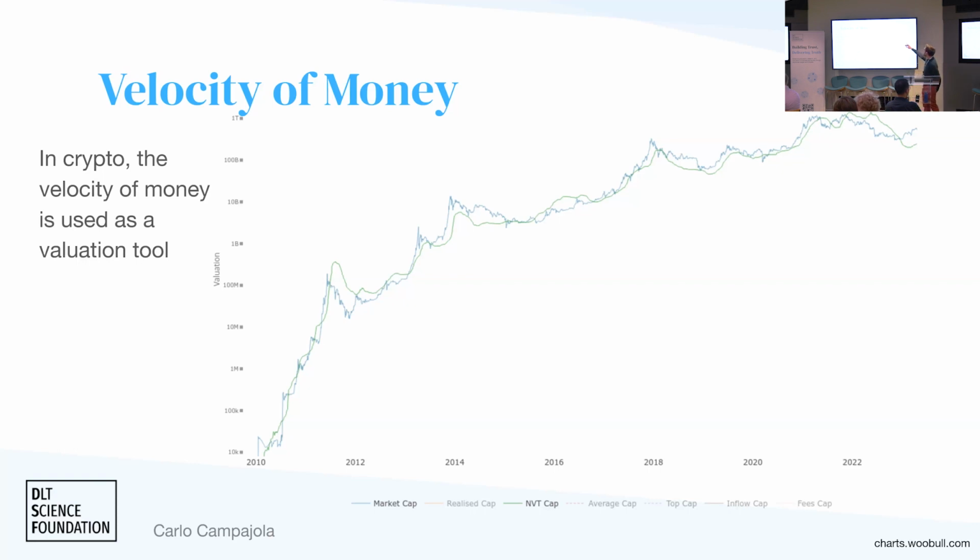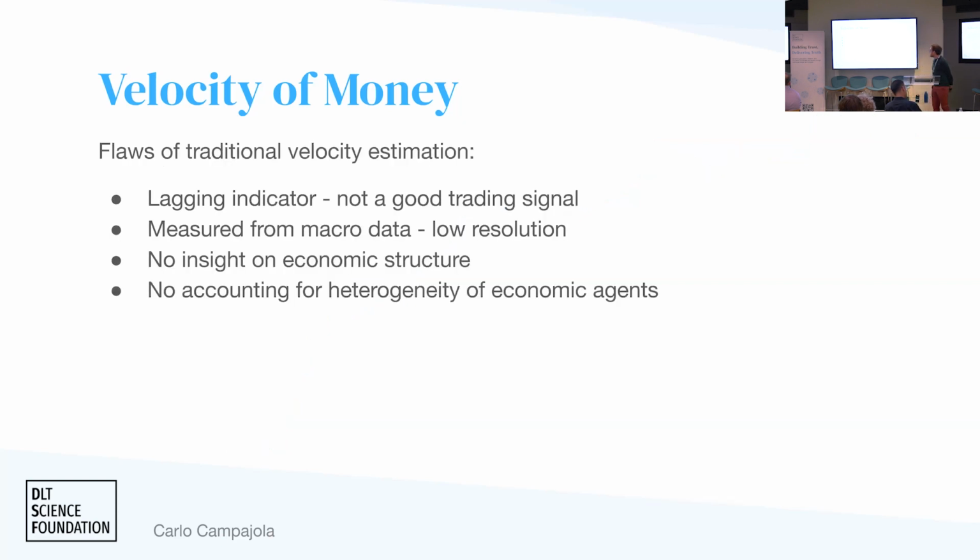You probably don't see it very well, but the green line is the one that is shifted a bit to the right, and that's the velocity implied valuation. The blue line is the market cap. So actually not great for trading, so it's a lagging indicator. And there are also another couple of flaws that you have when you talk about velocity of money in the traditional sense.